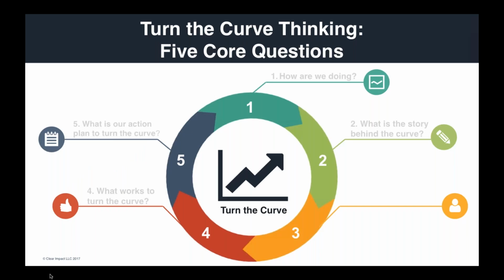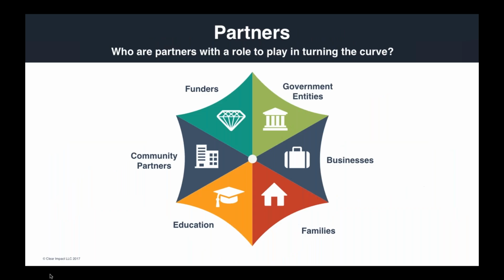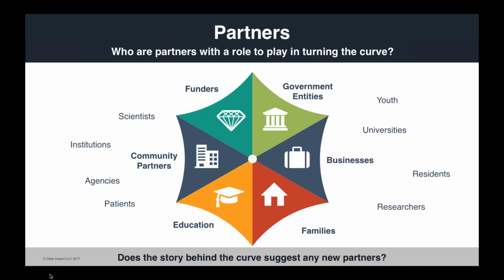Okay? All right. Partners, fairly straightforward. Who are partners who have a role to play? The key is you even ask the question and realize you don't have to do everything else. You may be able to leverage partnerships and collaborations. You want to look at non-traditional partners as well as traditional partners. The story behind the curve, those root causes, can often suggest partners. And partners are also important because they bring you diverse perspective. And even in understanding the story behind the curve, having diverse perspectives at the table increases the odds that you're really going to get a full understanding of the dynamics of what's driving that trend line.